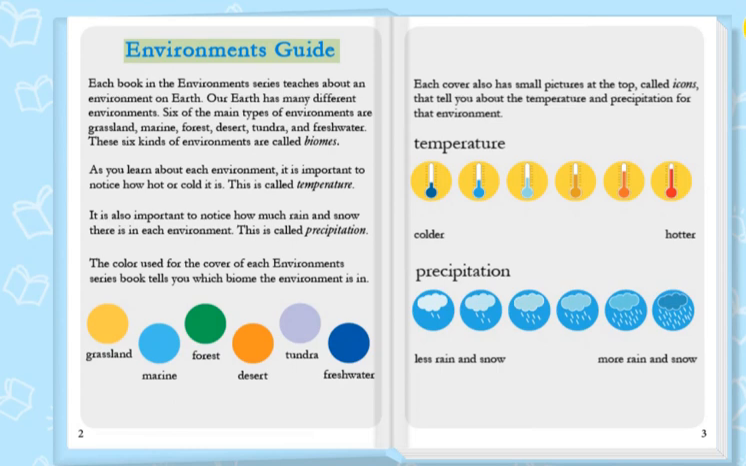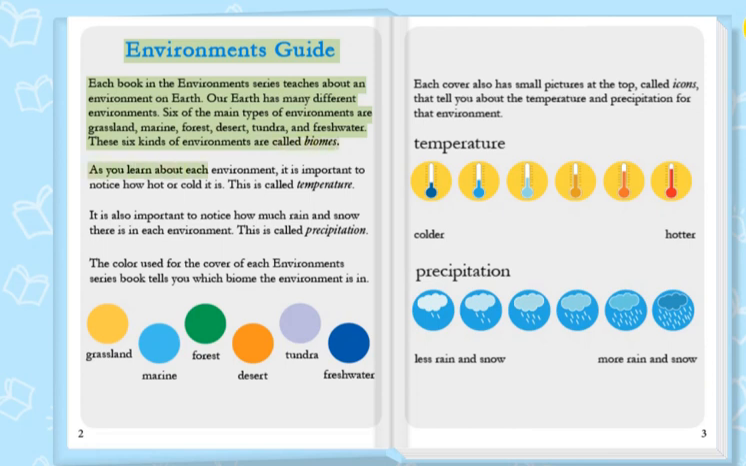Environment's Guide. Each book in the Environment series teaches about an environment on Earth. Our Earth has many different environments. 6 of the main types of environments are grassland, marine, forest, desert, tundra, and freshwater. These 6 kinds of environments are called biomes.